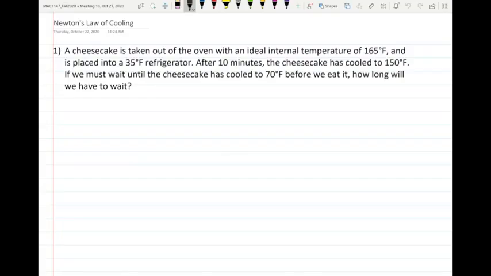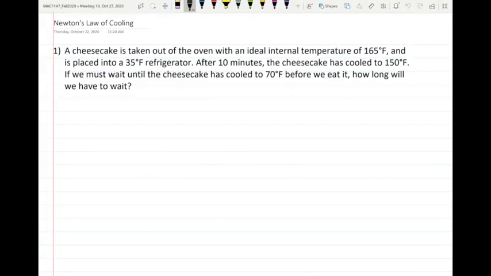When you bake something in the oven, it comes out really hot, and you have to wait a little bit for it to cool down. Maybe let it sit on top of the counter or something for a while, or in this case, it's being placed inside a refrigerator.